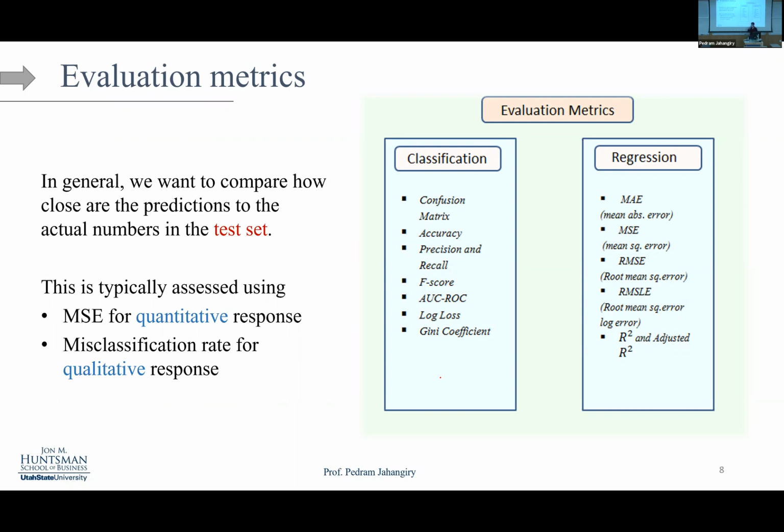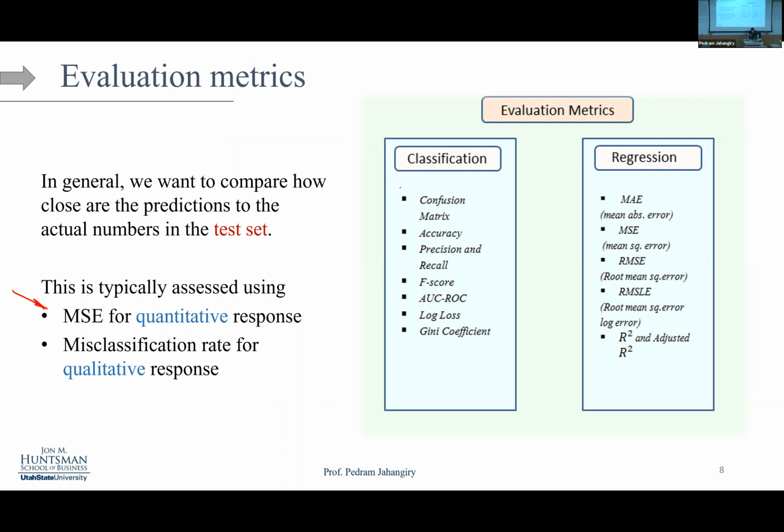Regression is when your target variable is continuous. When the target variable is discrete or dummy or binary, depending on how many classes we have, it's going to be classification, right? So we talked about these concepts before. But here's a laundry list of the evaluation metrics that we can use. Usually, when it comes to regression analysis, we look at MSE, mean squared error. When it comes to classification, we look at the misclassification rate or accuracy, but that depends. We will talk about that later on.